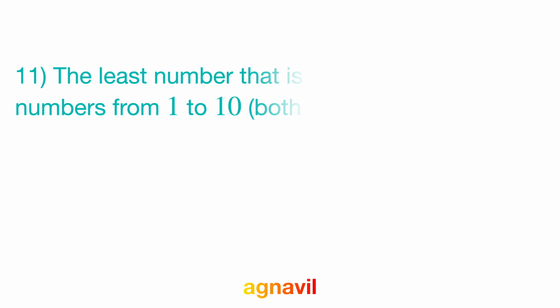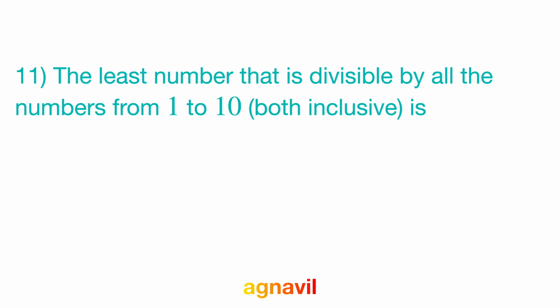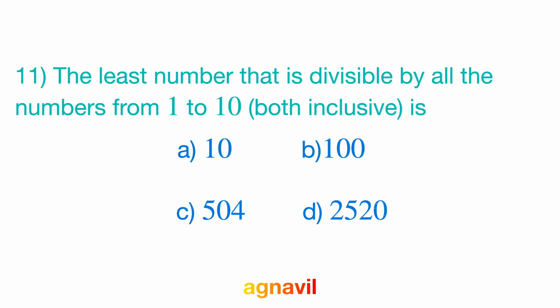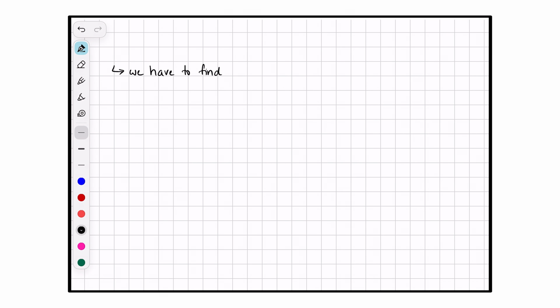The least number that is divisible by all the numbers from 1 to 10, both inclusive, is: the options are A 10, B 100, C 504 and D 2520. How do we solve this problem? What we have to do is find the LCM of 1, 2, 3 all the way up to 10. We will now prime factorize all the numbers from 1 to 10.